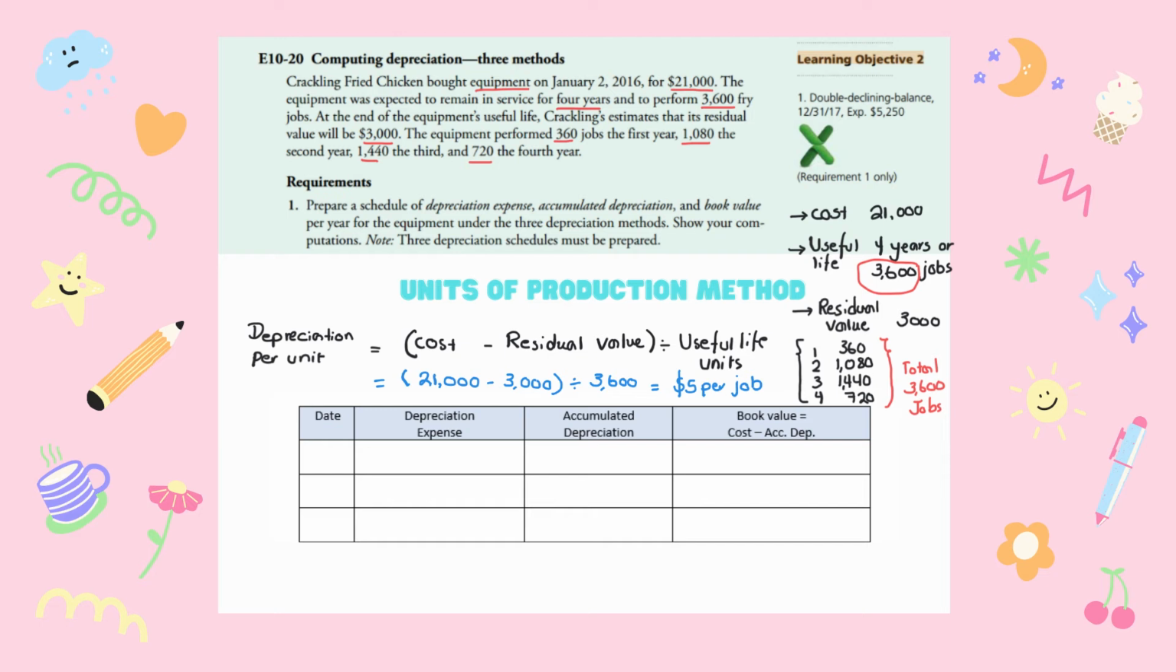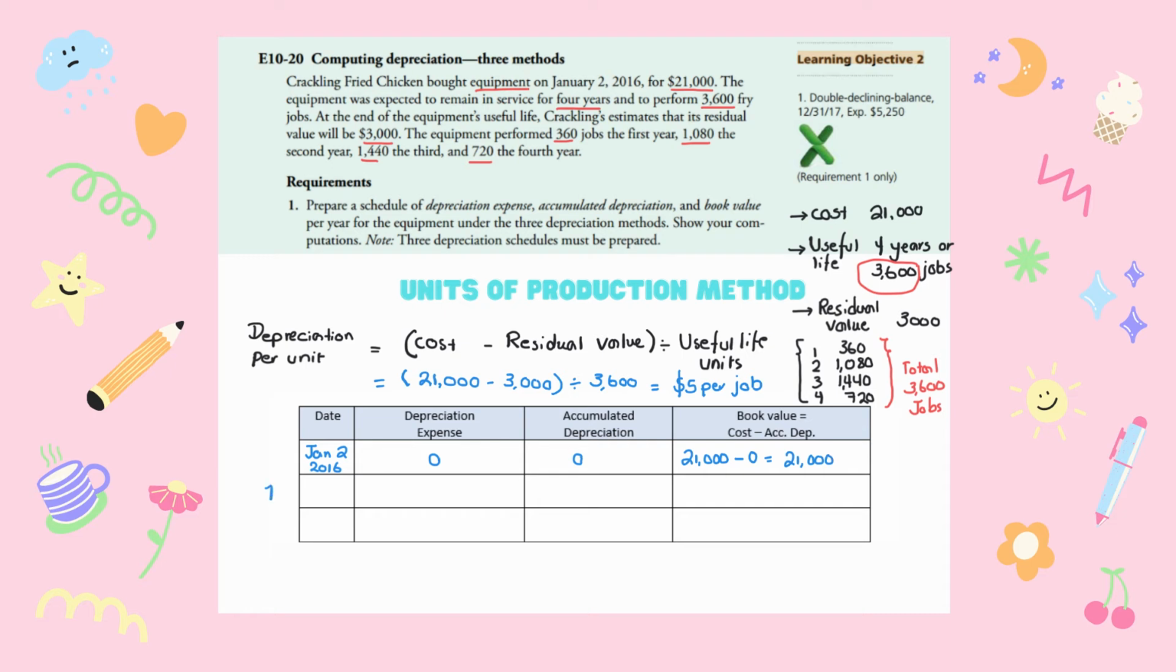Okay, now let's fill in this table. So we start with January 2nd, 2016, which is the purchase date. I just bought this equipment, so there is no depreciation, no accumulated. The book value, its cost 21,000. The accumulated is 0, so the book value will be also 21,000.